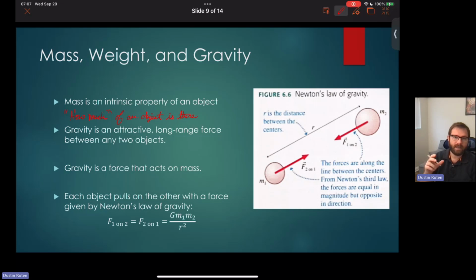So gravity is an attractive long-range force between 2 objects. You remember the discussion of contact and long-range forces. And gravity is a force that acts on mass. So that means if 2 particles have mass, there's going to be a gravitational interaction between them. Now, it turns out Newton's law of gravity says that when you have one object 1, and it's got mass, it's going to be pulling on object 2.